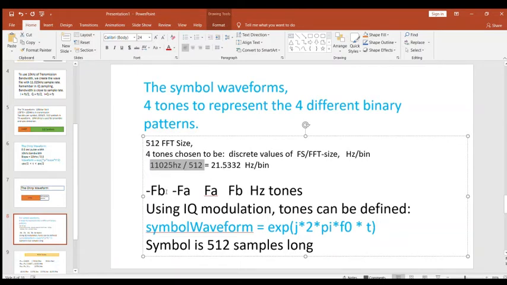So every bin in the FFT is going to cover about 21 hertz. So the idea is that when you're picking these 4 tones, you want them to be essentially integers of this number right here. That's the idea. So in my case, I picked negative FB, negative FA, positive FA, and positive FB as my 4 tones. And each of these tones we can represent by this mathematical equation here, where F0 is the corresponding tone up here that we're going to use, and this time vector is going to be a 512 length time vector. Again, the Matlab code shows that.